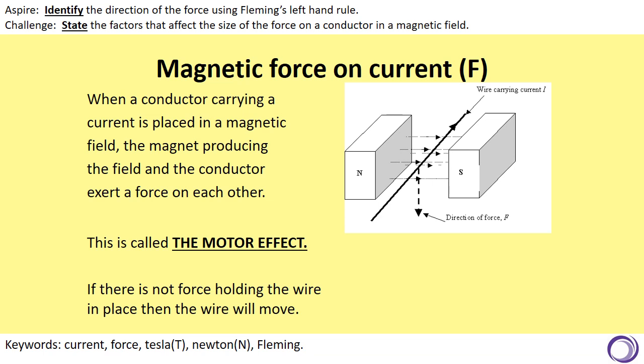So when we've got a conductor, so that could be a piece of wire, carrying a current, and we put that in a magnetic field, we're going to get a force. So there'll be a force between those two, because really they're both magnets. We call this force the motor effect. So the word motor means movement, so it's a movement effect.